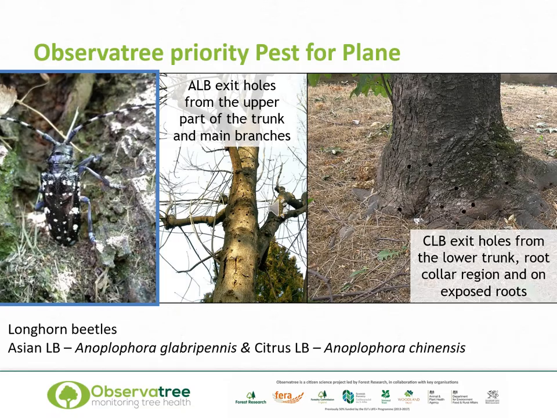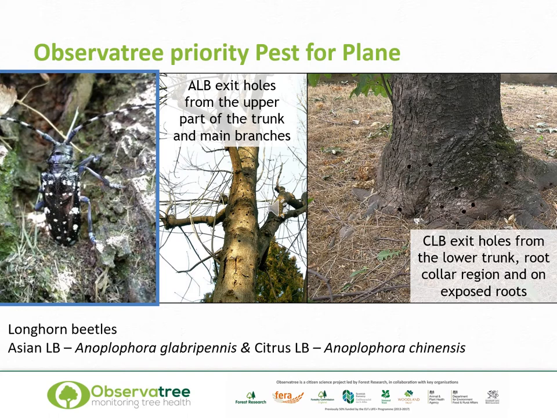Adults of Asian and citrus longhorn beetle are very similar in appearance. They are 21 to 37 millimetres long and glossy black with variable white, pale, yellow markings. Their antennae are segmented, longer than their bodies, and black with white or light blue bands.